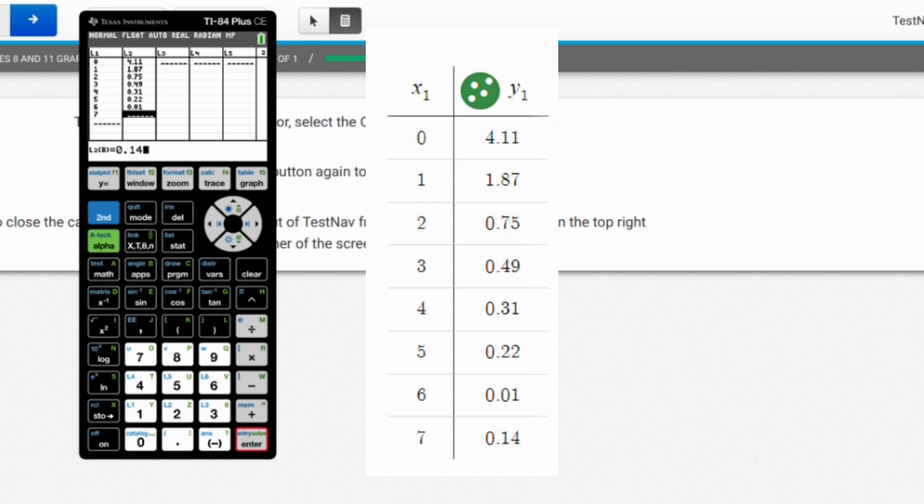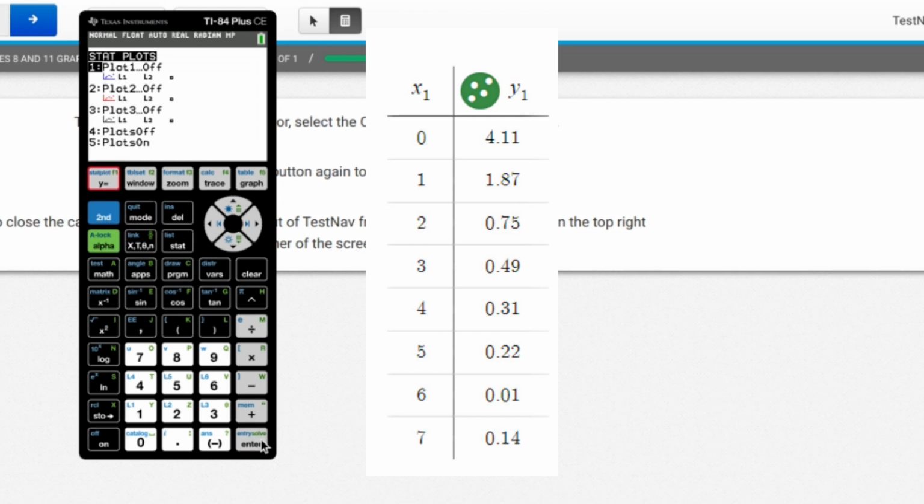Okay, so those are my guys. This is what I want to do: I want to see them, because if I have a residual plot thing going on, I want to see them. So how do I see them? Well, let's get out of here. Let's go to stat plot, hit enter, and turn our plot on. Now I should be able to see those dots right there.